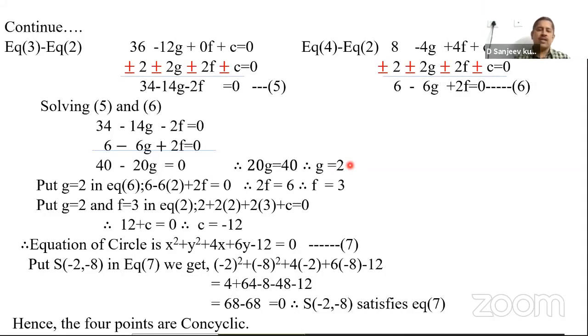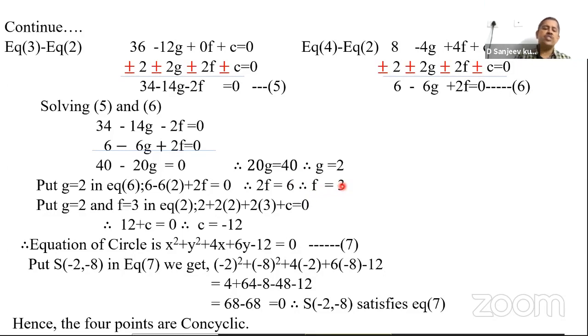So the first value you got. Next, you're going to find the value of f. So you take equation 5 or equation 6 and put the value of g in that. I have taken the value of g as 2 in equation 6. What is equation 6? 6 minus 6g plus 2f is equal to 0. So 6 minus 6 into 2 plus 2f is equal to 0. So the 2f value is 6. So f value is 6 by 2, which is equal to 3.